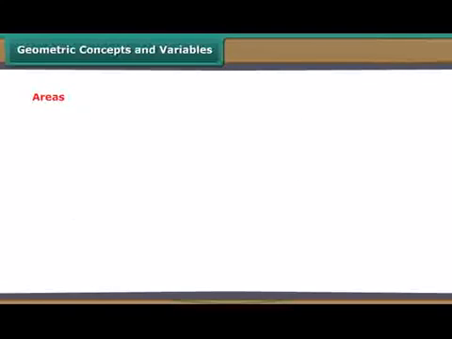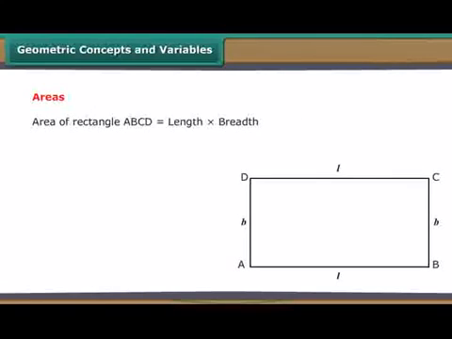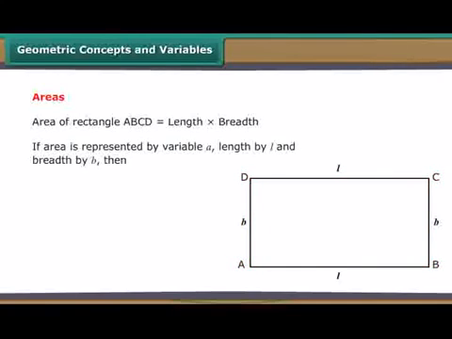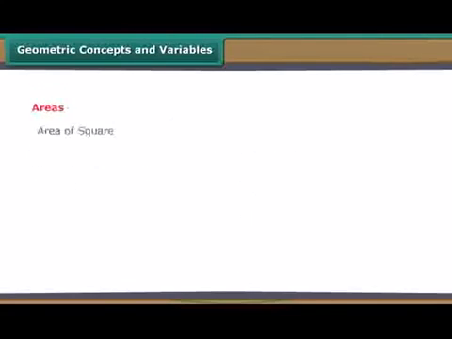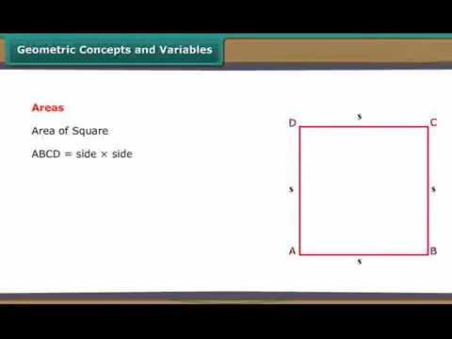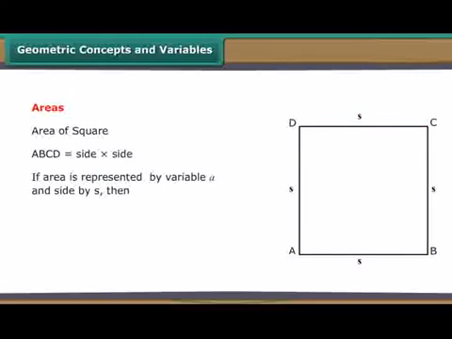Areas. Area of rectangle ABCD is equal to length into breadth. If area is represented by variable A, length by L and breadth by B, then A is equal to L into B. Variable A varies with variations in the variables L and B. Area of square ABCD is equal to side into side. If area is represented by variable A and side by S, then A is equal to S into S.